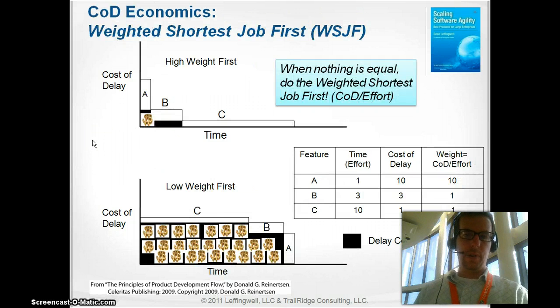My favorite is what's referred to as the weighted shortest job first. In this example, nothing is the same: the cost of delay, or the economics, is different, and the time effort is different. In this picture, you would want to do A first and then B and then C. If I was to do C first, you can see that I'm not making any money here, as compared to doing it in this version. I've got something out there sooner, and then I'm getting something else out there right after A, and then I'm really only having this much cost of delay. So even though C takes a long time, I have A and B out there in advance.